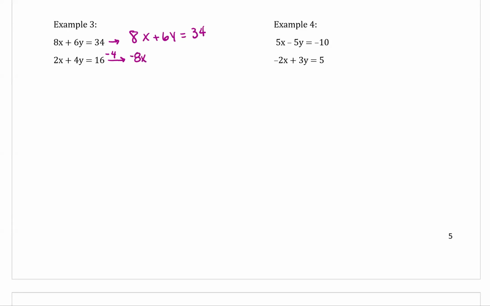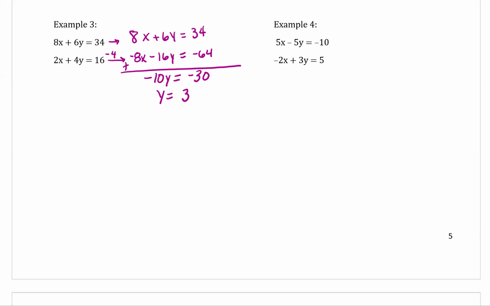Multiply each term by -4. Add the equations. 8x plus -8x is 0, it's eliminated. 6y plus -16y is -10y. 34 plus -64 is -30. Divide both sides by -10. Y is equal to positive 3.